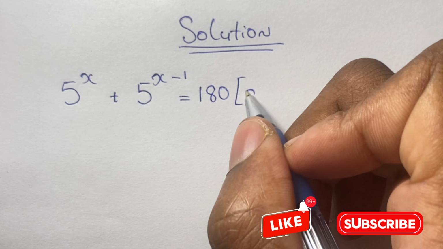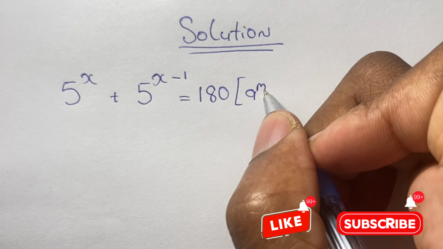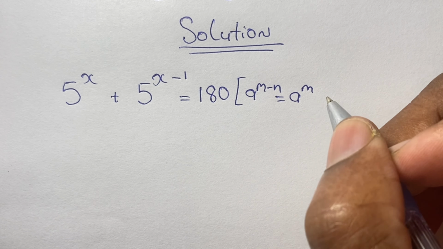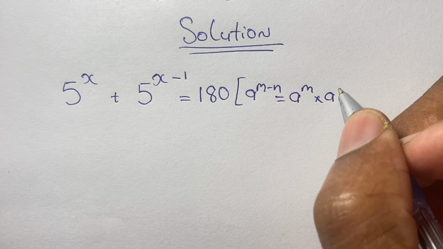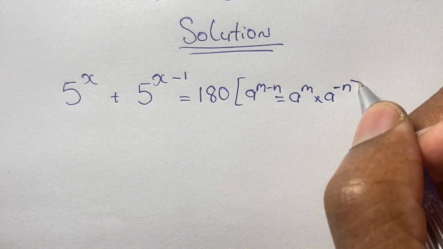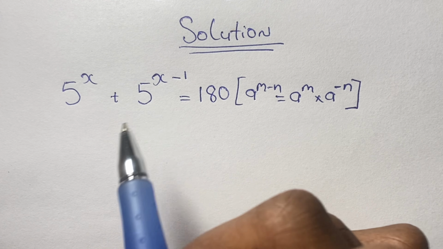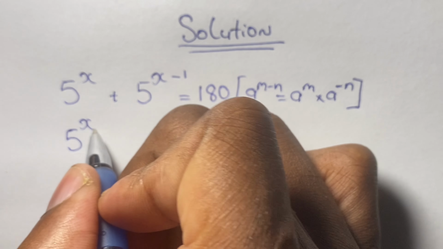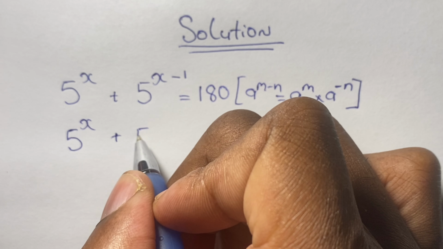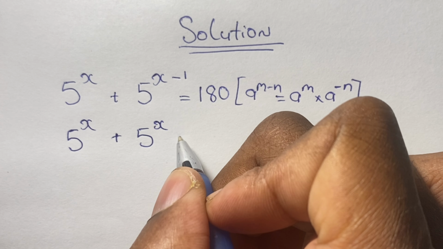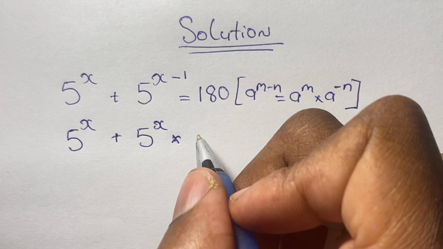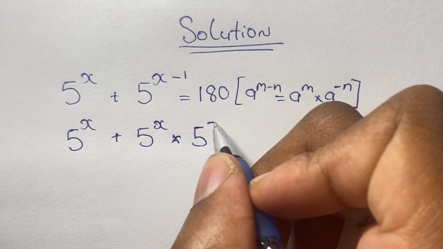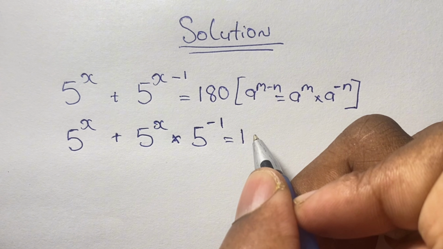Now in this lesson we'll go through a few math laws. In this case we have one such as a to the power of m minus n is the same as saying a to the power of m times a to the power of negative n. So I'll be using this exponential rule here to simplify our equation. So we'll have 5 to the power of x plus 5 to the power of x times 5 to the power of negative 1. And then this is equal to 180.